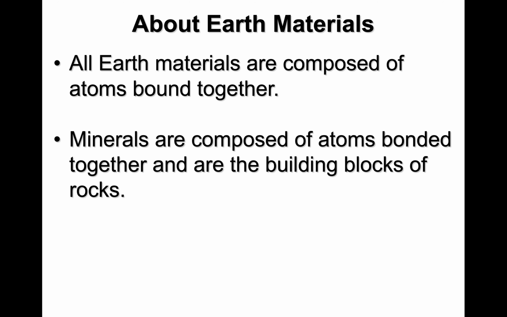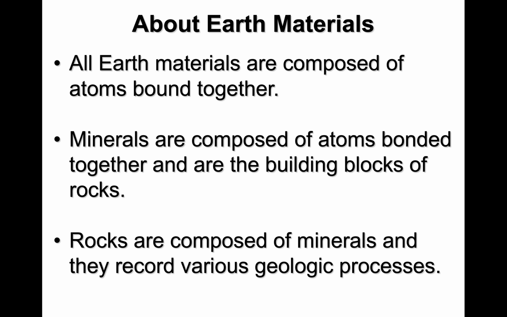of the rocks. So that means every rock consists of a certain number of minerals, or the mineral itself forms the rock. A good example here is obsidian. Obsidian is actually SiO2. SiO2 is quartz, and obsidian is a rock. And this obsidian consists of quartz. And rocks are composed of minerals, and they record various geological processes.